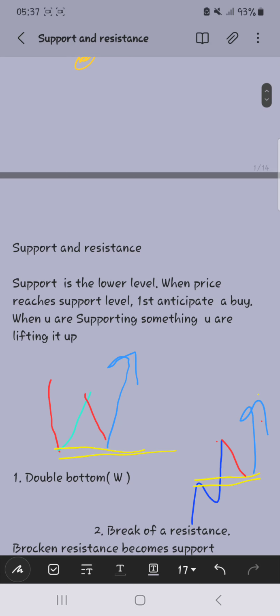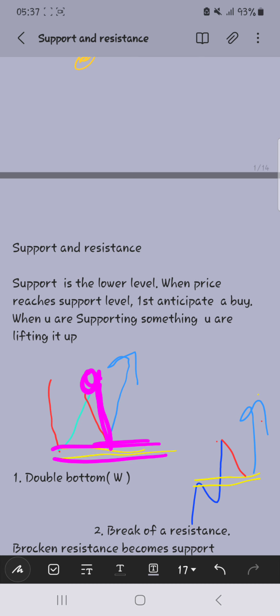So a support is the lower level. It's where the candlesticks are above our area of interest, and they pull back to that area of interest. So the support is the one that's below over here. When the market is coming down to it, this is where the support is. That's what we want to call a support.